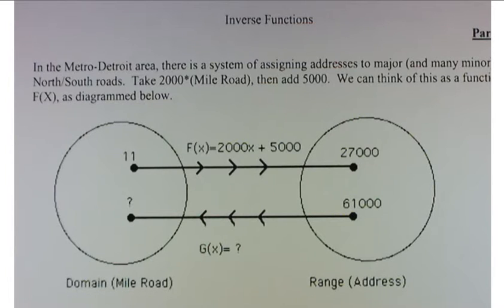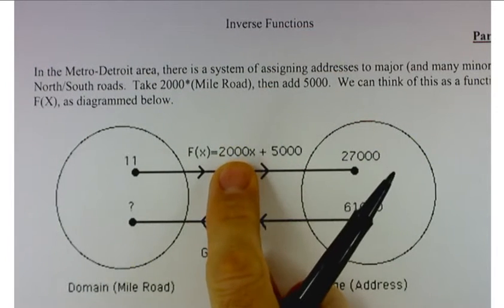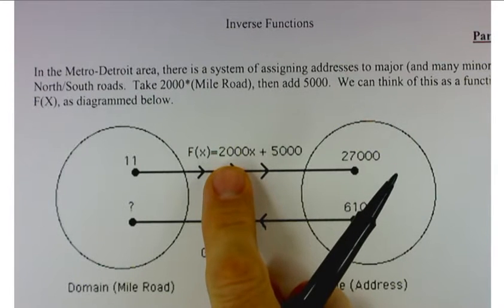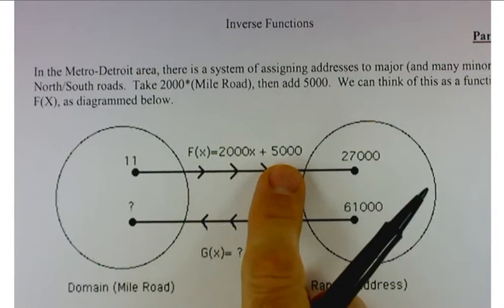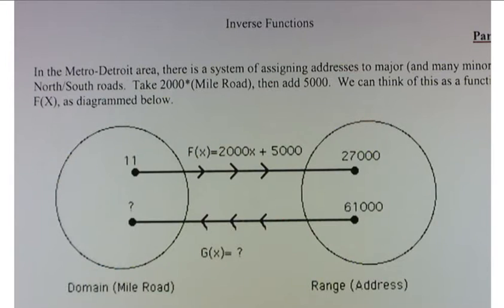I'm like, "Well, it's pretty easy. There's a nice little functional relationship between the mile roads and street addresses." So I'll share that little functional relationship with you. If you take a mile road times 2,000 and add 5,000, that gives you your address.